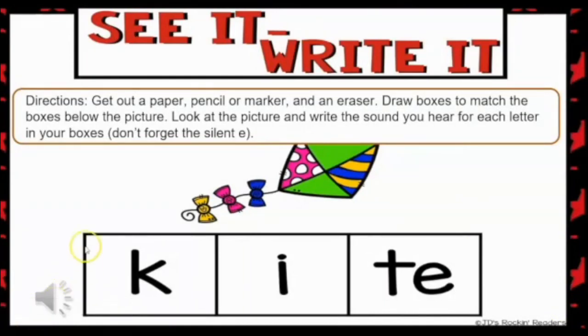It is independent work time. See it, write it. Directions. Get out a paper, pencil, or marker, and an eraser. Draw boxes to match the boxes below the picture. Look at the picture and write the sound you hear for each letter in your boxes. Don't forget the silent E. When you are finished, please let an adult check your work.